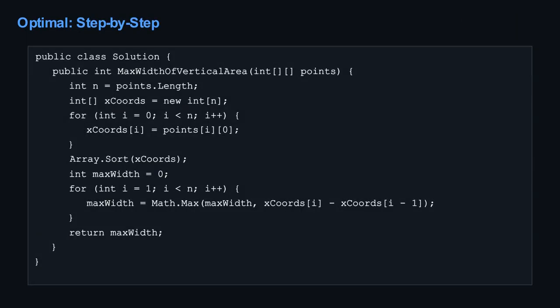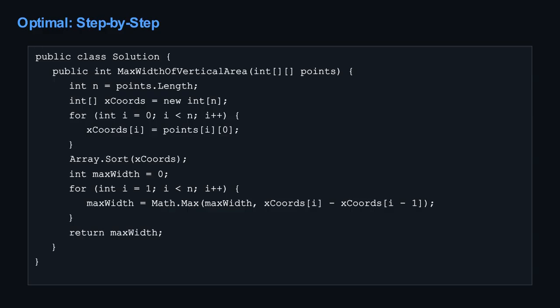Let's trace this with an example, points (8,7), (9,9), (7,4), and (9,7). First, we extract only the x-coordinates, 8, 9, 7, 9. Next, we sort these x-coordinates, resulting in 7, 8, 9, 9. Now we iterate through this sorted list to find the maximum difference between adjacent elements. The first difference is 8 minus 7, which is 1. Our maximum width is now 1.